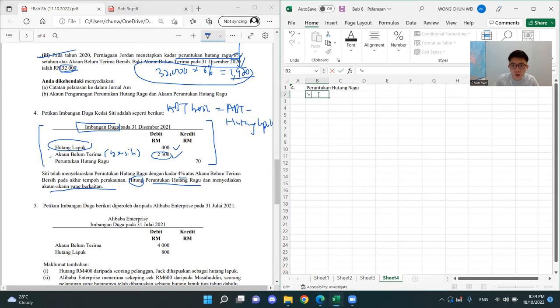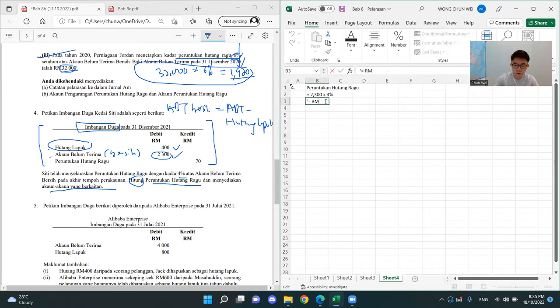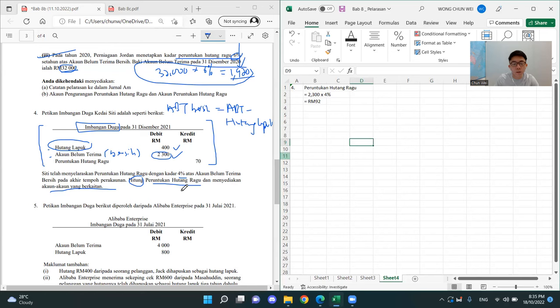So what you're going to do now is use the PHR formula: the account belum terima times the percentage given, which is 4%. Then you get how much? 2,300 times 4%, you get 92. So 92 is your PHR, the peruntukan hutang ragu, the new one. Okay, so how do we record it in the account?